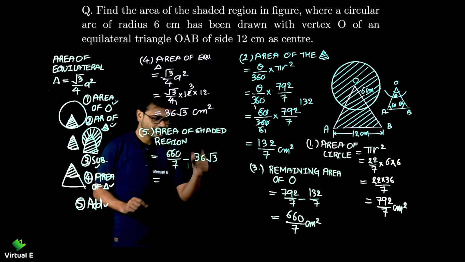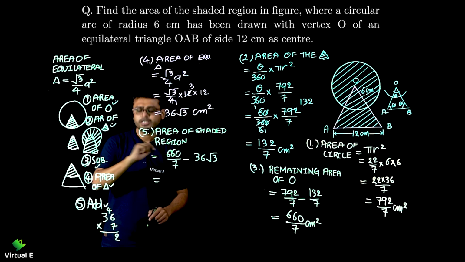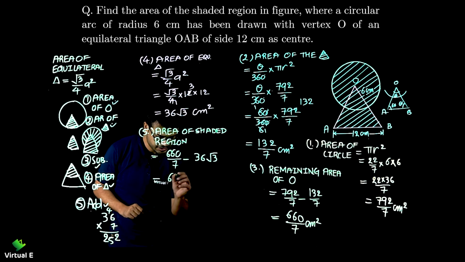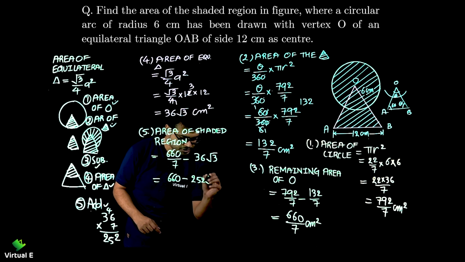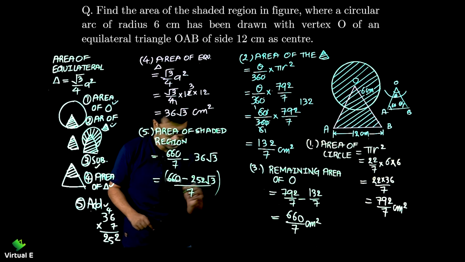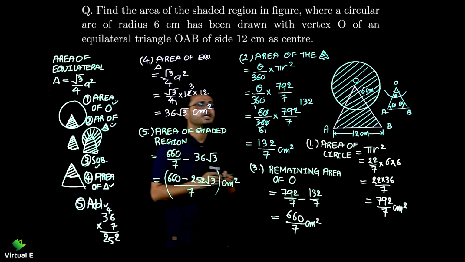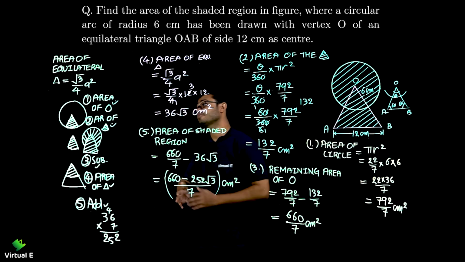So here let's multiply with 7 and see what we get. 36 into 7: 7 6s are 42, here 2, carry 4, 7 3s are 21, 21 and 4 will give you 25. So 660 minus 252 square root of 3 denominator 7, that's the area of the shaded region. Done? Simple? Yes, there are many steps. There are 5 steps that we discussed.